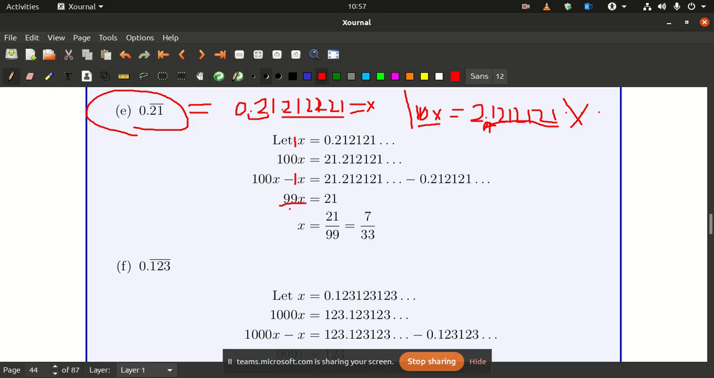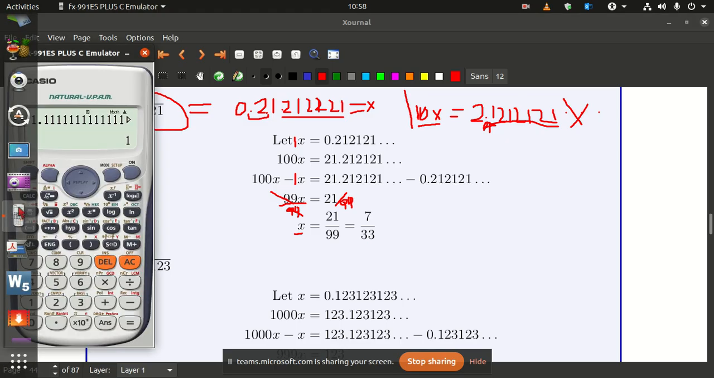I want to remove this 99. I divide by 99 because it is in front of x, and 99x is the same as 99 times x. So I divide by 99 on both sides. Now, this 99 and that 99 cancel out. We are left with x, and then we have 21 divided by 99. And now we have 7 over 33.